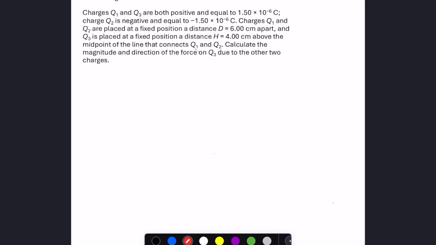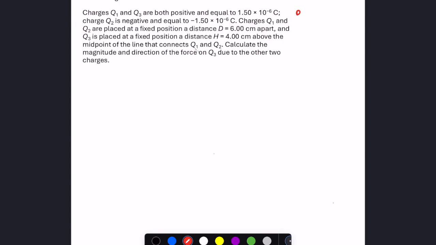Okay, so let's do this example. 16.4, 3 charges in a plane. So we have 3 charges. Q1 and Q3 are both positive, and their charge is equal to 1.5 times 10 to the minus 6, and then Q2 is negative, and its charge is equal to negative 1.5 times 10 to the minus 6.